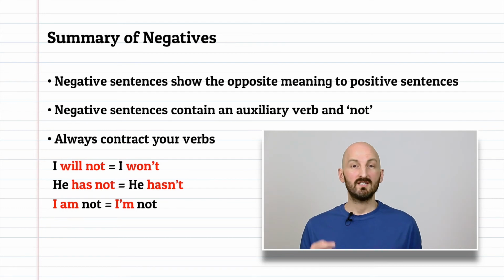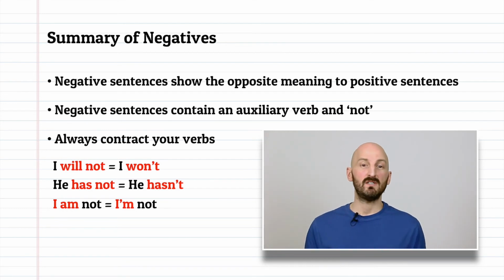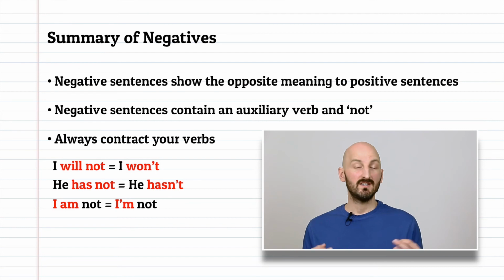So to summarize, negative sentences show the opposite meaning to positive sentences. Negative sentences contain an auxiliary verb and the word not, and always contract the negative verb forms.